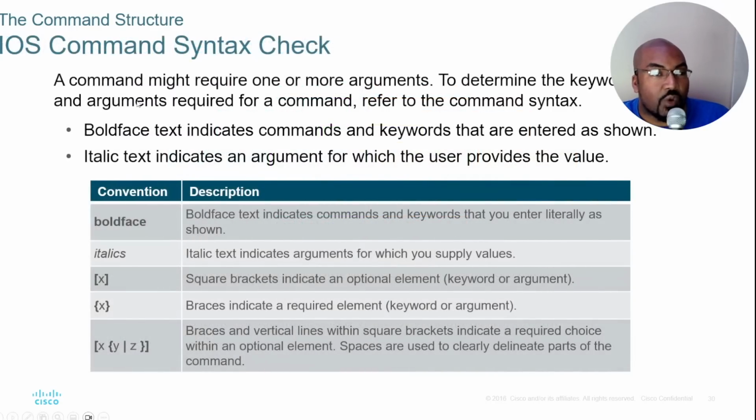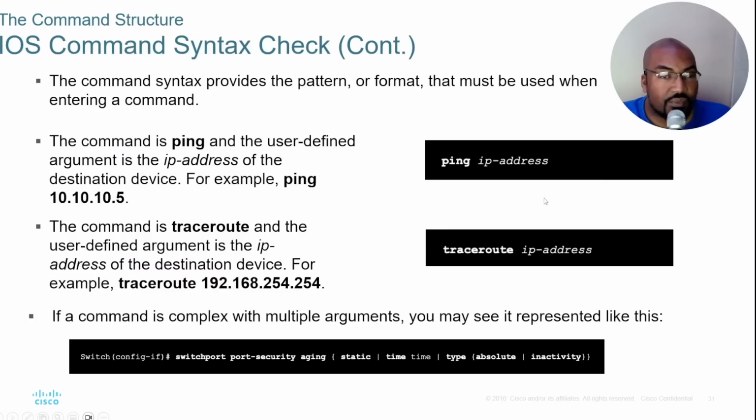A command might require one or more arguments to determine the keywords, right? And arguments required for a command refer to the command syntax. Uh-oh, lost my microphone here. Boldface text indicates commands and keywords that are entered as shown, italicized. Okay, so essentially, this is how all the different commands can come up, right? Some can be in boldface text, italicized, square brackets, and things of that nature.